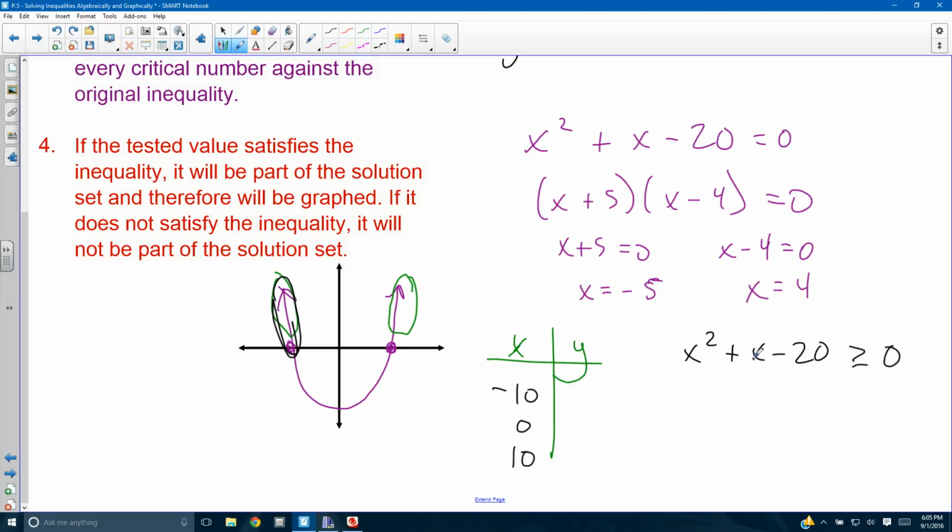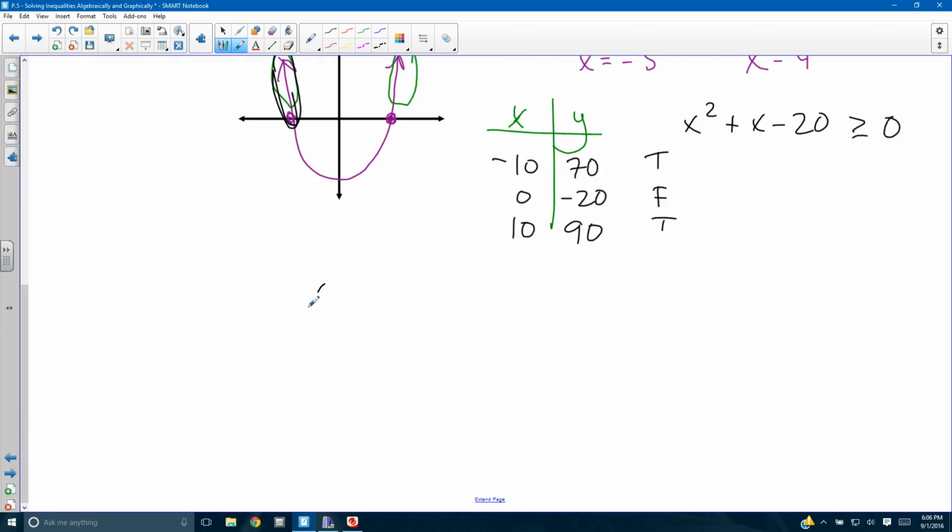-10 squared is 100, minus 10 is 90, minus 20 is 70. 70 is greater than or equal to 0. This is true. 0 squared is 0, plus 0 is 0, minus 20 is -20. -20 is less than 0. That is false. And 10 squared is 100, plus 10 is 110, minus 20 is 90. This is greater than 0. It is also true. So your solution set: x can be less than or equal to -5, or, and the word or is very important here, x can be greater than or equal to 4.